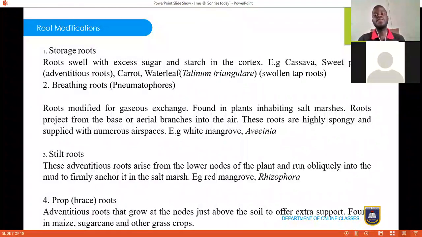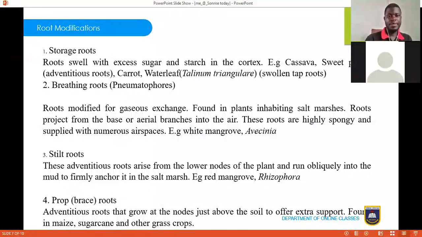But those that come from the main or the true root, for example the tap root, we have the water leaf and the beet roots. You know the beet roots, the carrots, right? Yeah, so the water leaf, the scientific name, of course, is Talinum triangulare. All right, so these are tap roots.